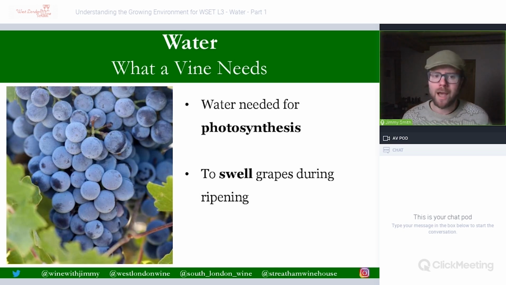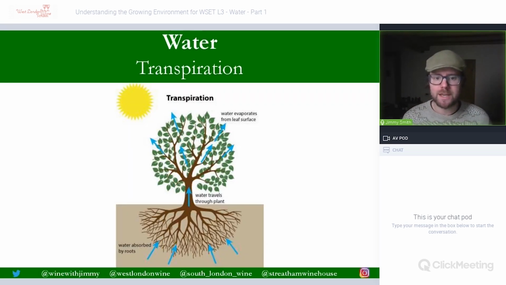But we need to talk about how the vine processes water. So that's our next little slide. So you'll see here that here's a little diagram on transpiration. So what we need to understand is the vine accesses water through its root systems, as you'll see at the bottom here of our slide.